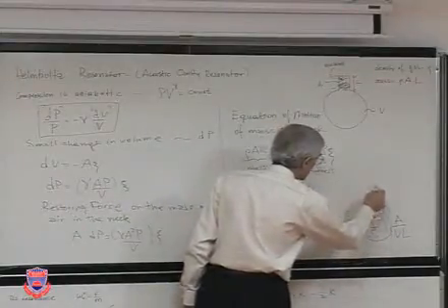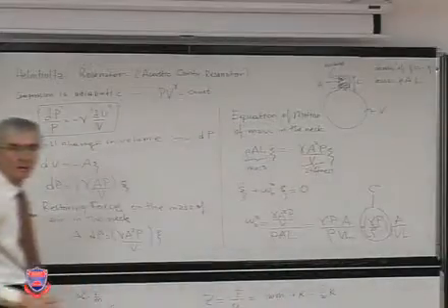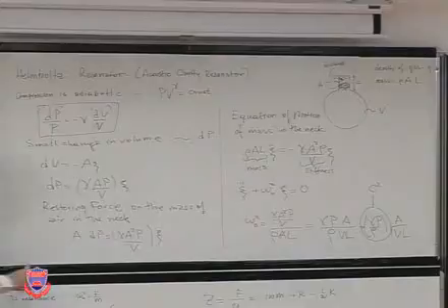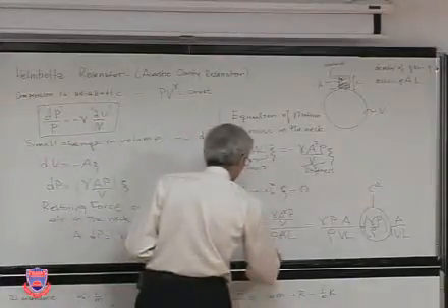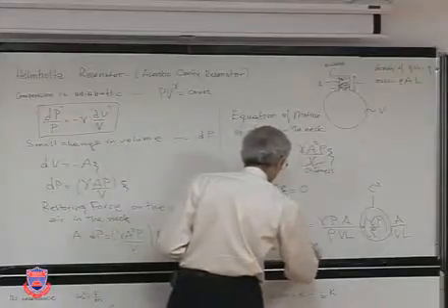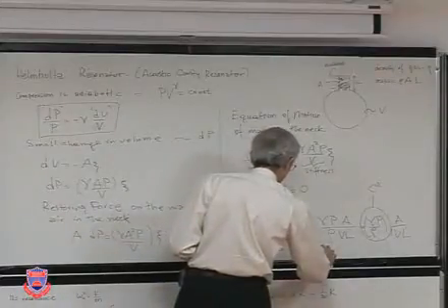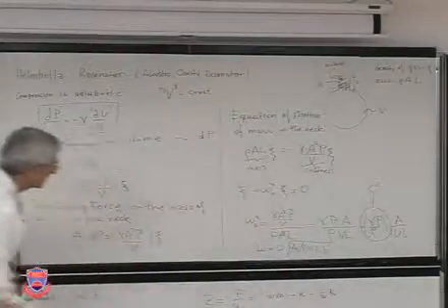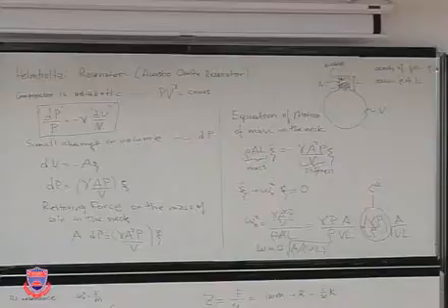This is square root of the speed of sound. So the oscillation frequency is proportional to the speed of sound divided by, okay. You write it down and let me just go over it.